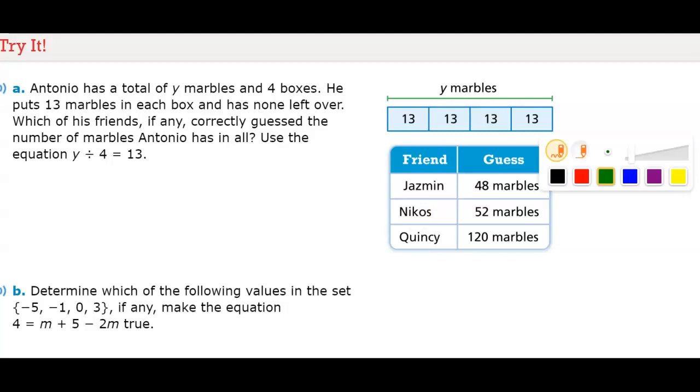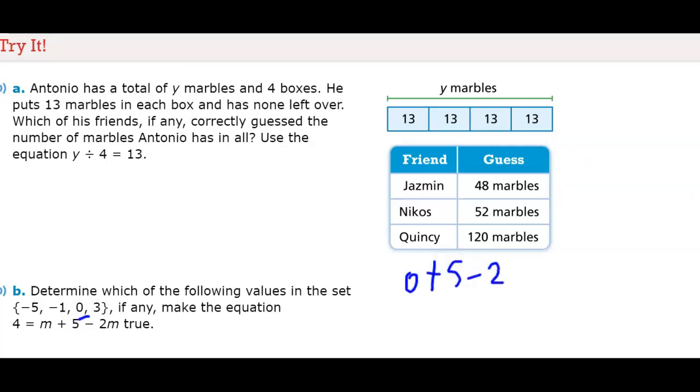Let's try the next one in the set, which is 0. So we're going to do 0 plus 5 minus 2 times 0. So we multiply first. Any number times 0 is 0. So that's going to stay 0. 0 plus 5 is 5. 5 minus 0 is 5. Is 5 equal to 4? No, it is not. So that is also not going to make that equation true. Now the last one.